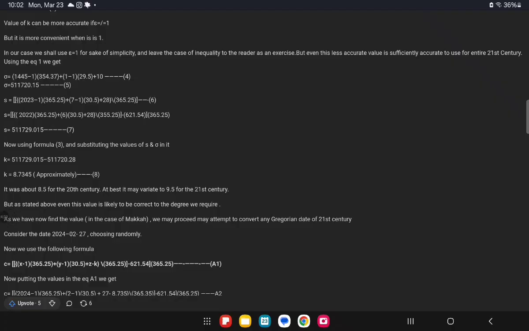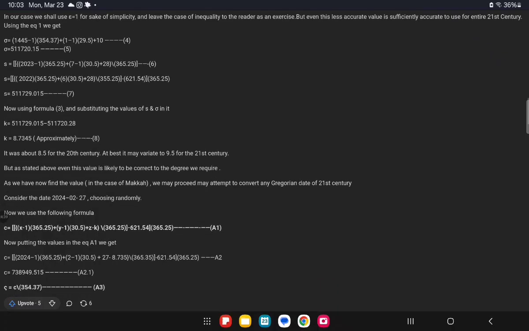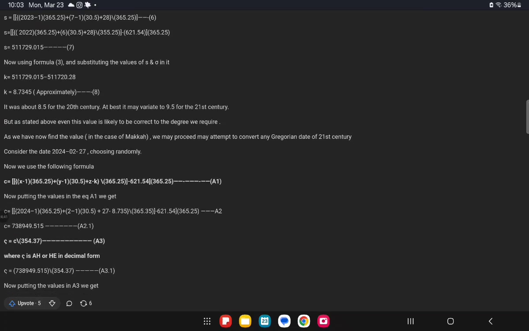But now let's see what this person means. As we now find the value in the case of Mecca, we may proceed to convert any Gregorian date in the 21st century. Now we use this formula.